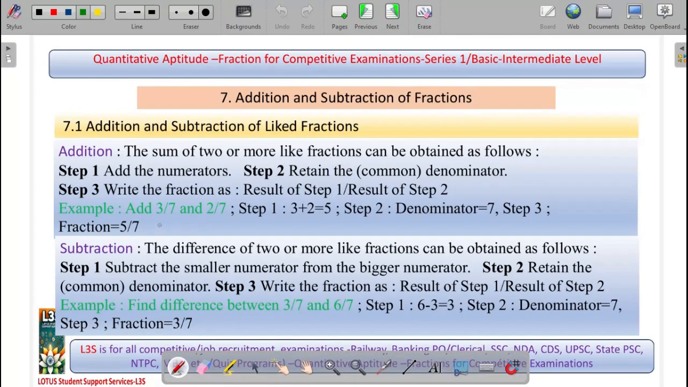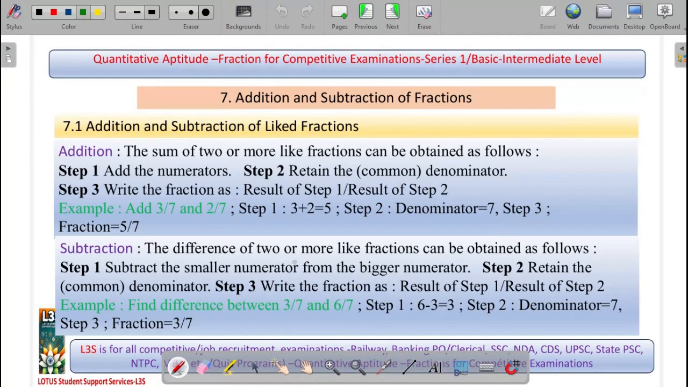Say add 3 by 7 plus 2 by 7. So what will we do first? 3 plus 2, because 7 is the same. 3 plus 2, first we will find 5. The denominator is 7. Step 3 will be step 1 by step 2, that means 5 by 7.